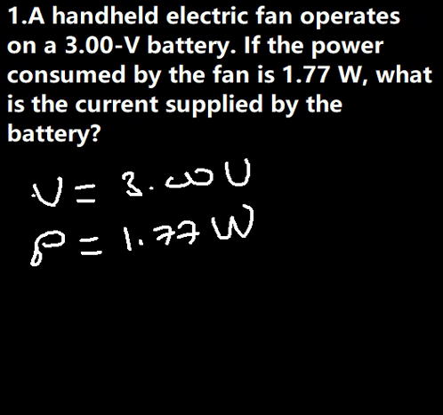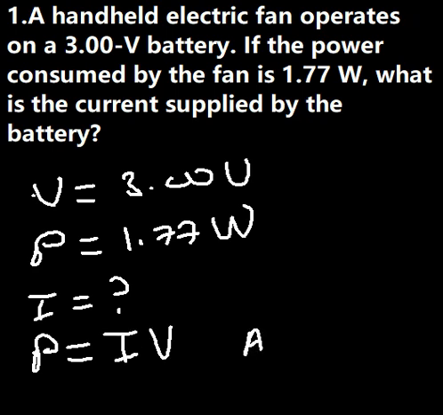So now, what is the current supplied by the battery? So we are looking for the current. So we have three parameters. That is the voltage, power, as well as the current. So what is the formula that is connecting the three parameters? So which means we use the formula which is given as the power is equal to the current times the voltage, of which the current has to be in amps. So try to have that analogy at your own time.